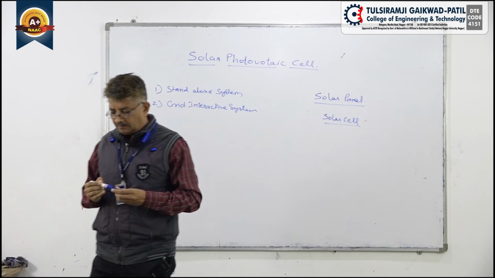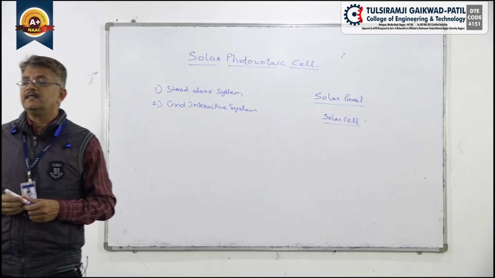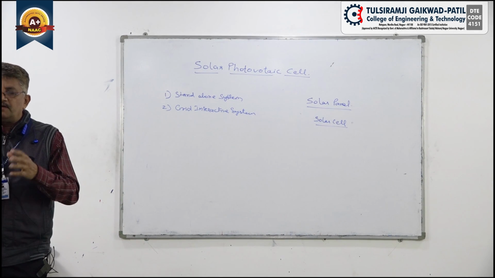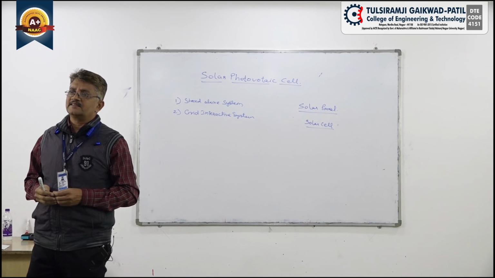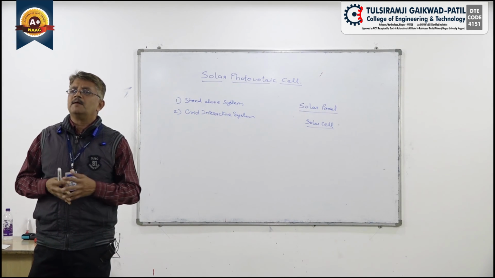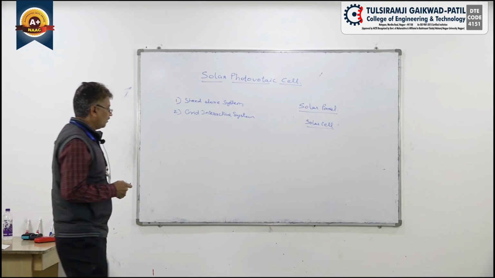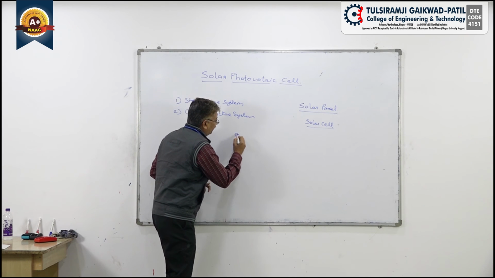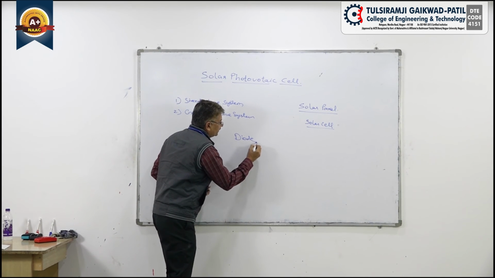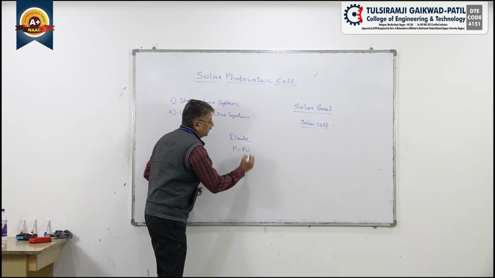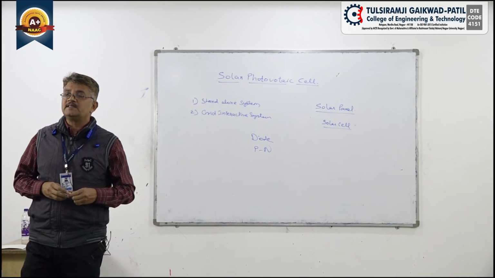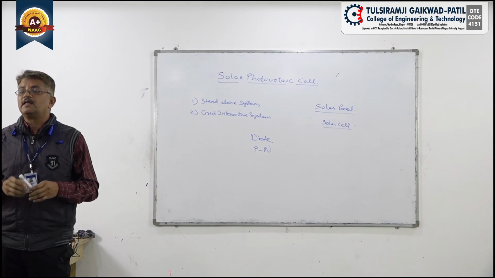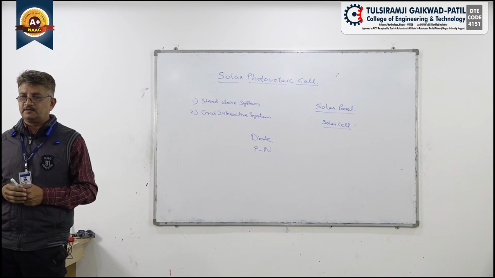Now, what is a solar cell? You must have heard that whenever we consider any type of electronic or electrical circuit, we have gone through a component called a diode. What is a diode? A diode is nothing but a PN junction. It is the combination of a P substrate and an N substrate. Now what are this P substrate and N substrate?